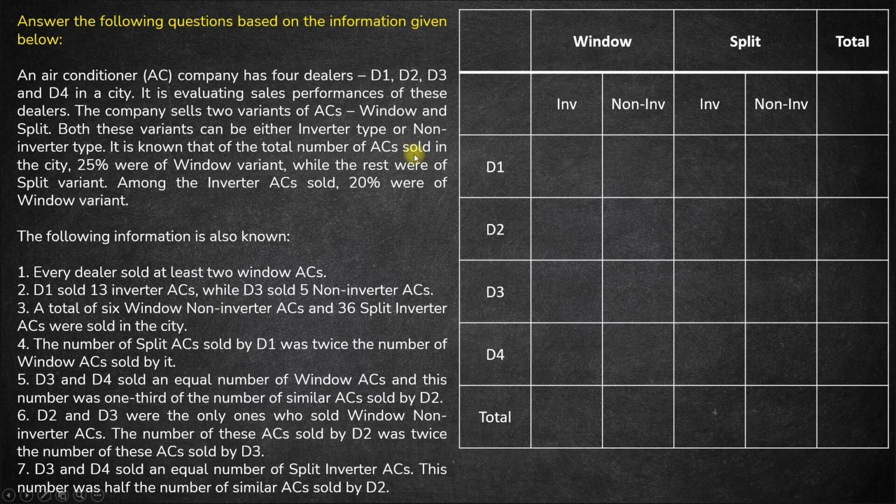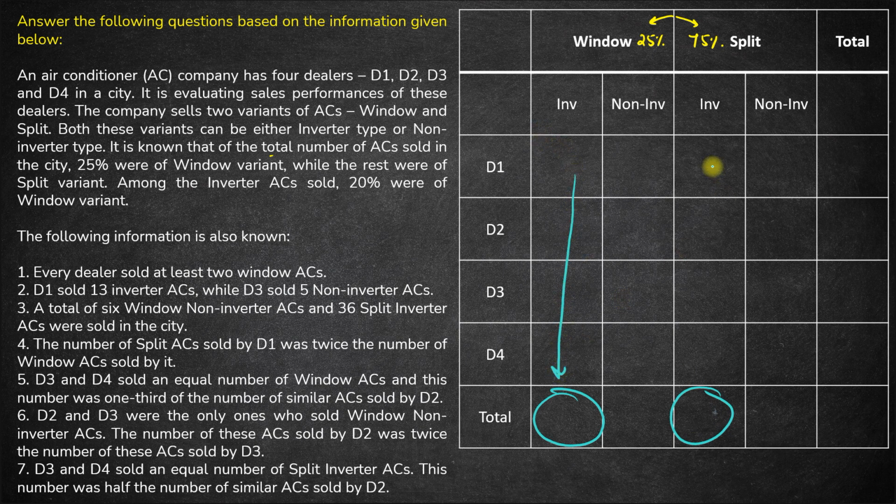Now next, it is known that of the total number of ACs sold in the city, 25% were window variant. Whatever the total number of ACs is, 25% are window variant. That means 75% must be split variant. Correct?